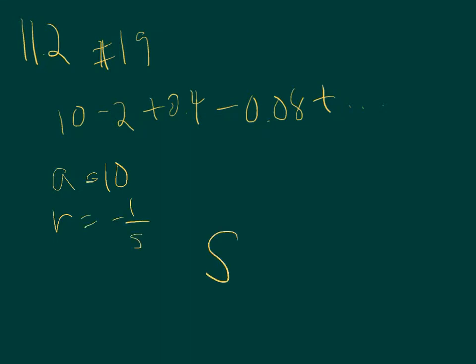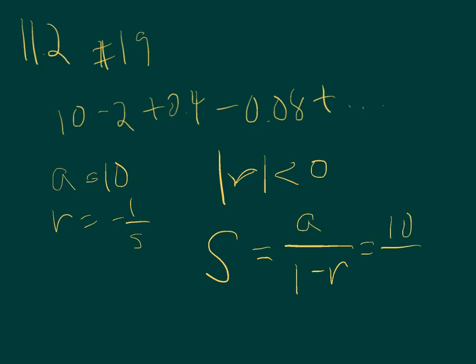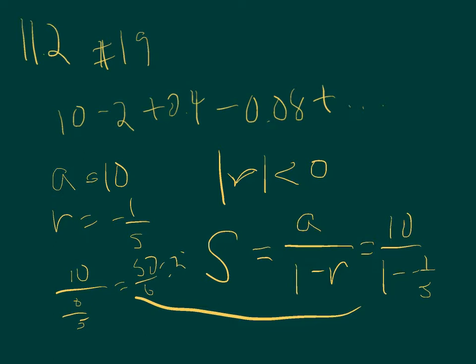So the sum of any infinite geometric series where the absolute value of r is less than 1 is going to be the first term over 1 minus the multiplier. So in this case, it's going to be 10 over 1 minus -1/5, which is 10 over 6/5, which is 50 over 6, which is 25 over 3. So there is your sum of that infinite geometric series. It's a convergent geometric series.